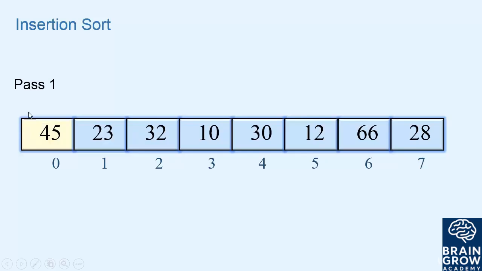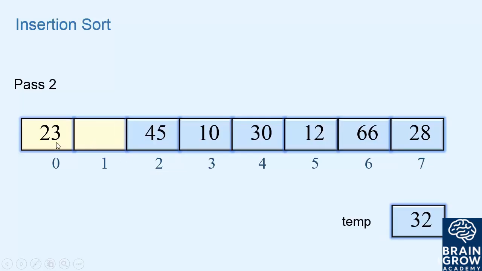Now in pass 1, this is our sorted part and this is the unsorted part. And the first element of the unsorted part is 23 and it has to be placed in the sorted part. Now 45 is greater than 23, so 45 is moved this side and 23 is placed here. Now in pass 2, this becomes the sorted part and this is the unsorted part. And the first element from the unsorted part is 32. So now 45 is greater than 32, so 45 is moved this side. 23 is less than 32, so 32 is placed here.